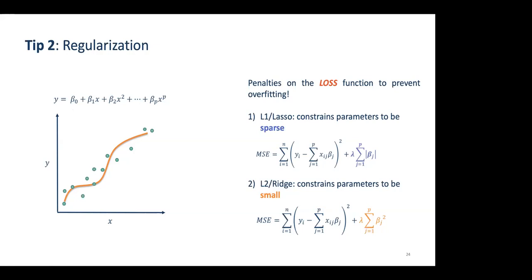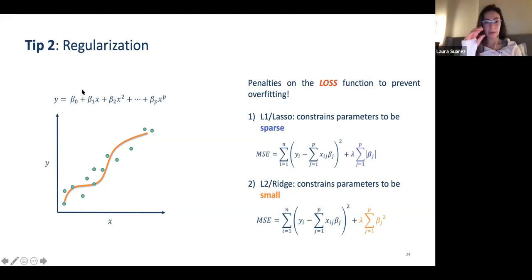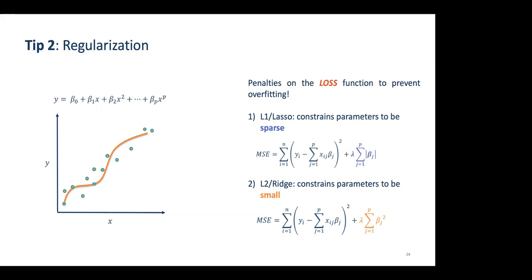And one more quick question. When it says L2 constrains parameters to be small, what does it mean by small or smaller? It just gives less weight to certain parameters. In lasso, what happens typically is that certain parameters will be completely zero, whereas ridge is a bit more flexible. It does not completely put them to zero. It just decreases the weight of that parameter. I hope that's clear enough. Okay.